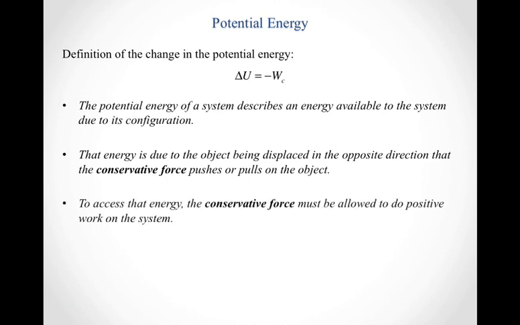If you want to get that energy back, so again, convert that potential energy into kinetic energy, then the conservative force must be allowed to do positive work on the system. And again, that's coming straight out of this equation where if the work done by the conservative force is positive, and then you multiply that positive value times this negative sitting out in front, and that tells you that the potential energy is going to decrease. Delta U will be negative.